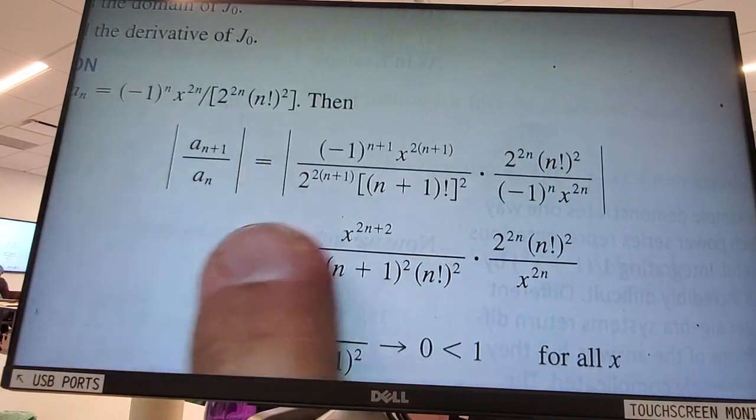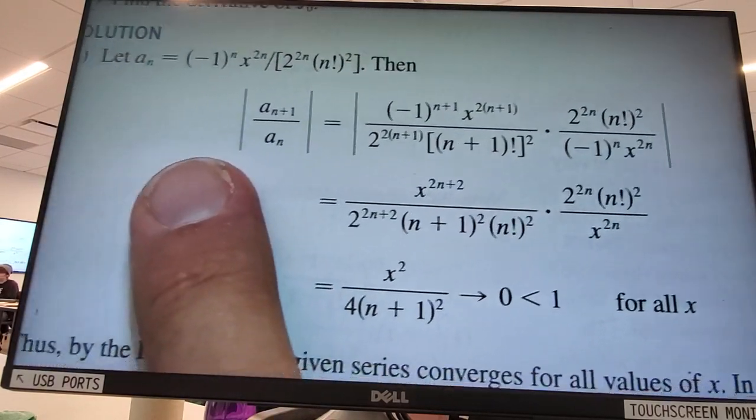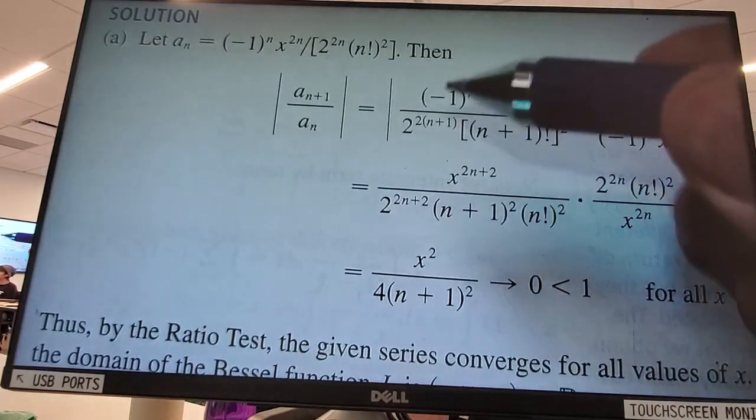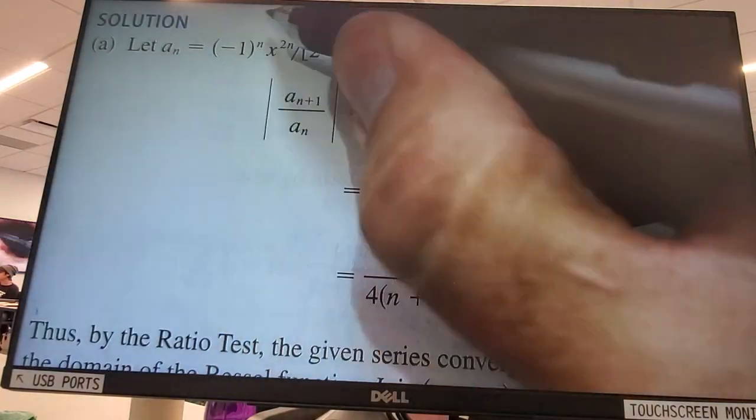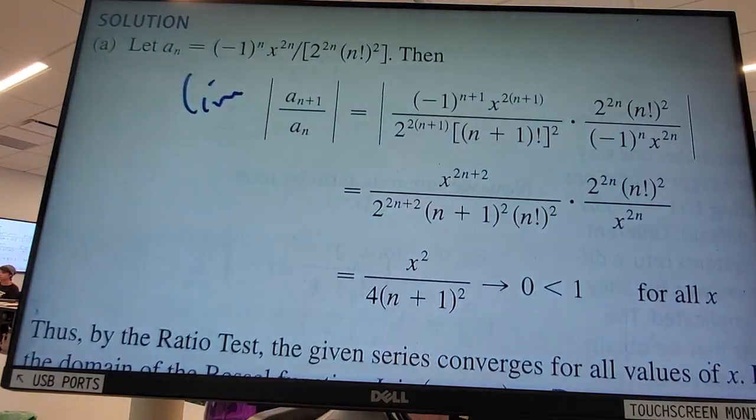So they set up their little ratio. You with me? What is one thing, if I was grading this, that I would take points off for? Yeah. Here, I'm going to write in here. Limit. It's my book. It is.